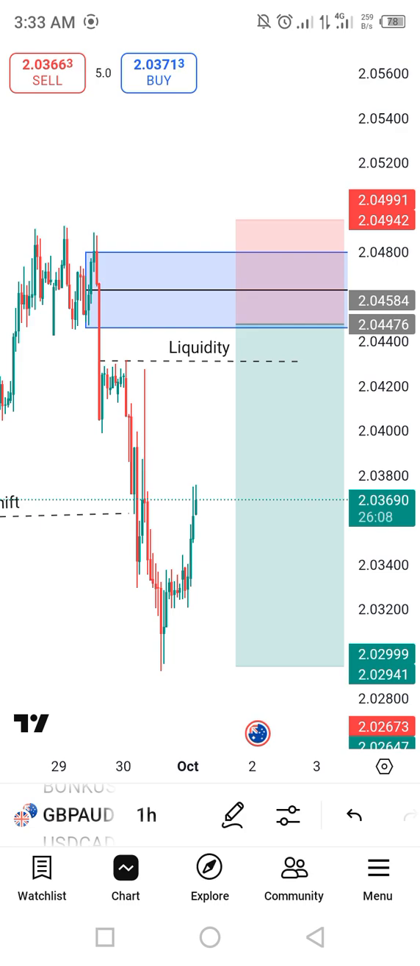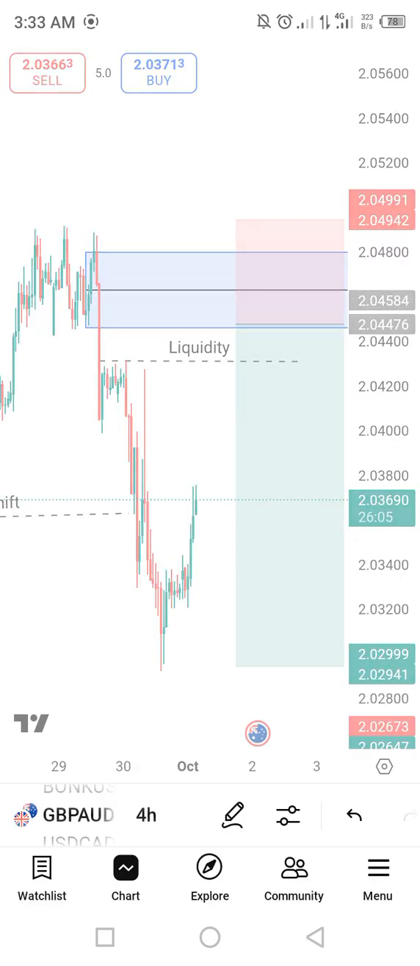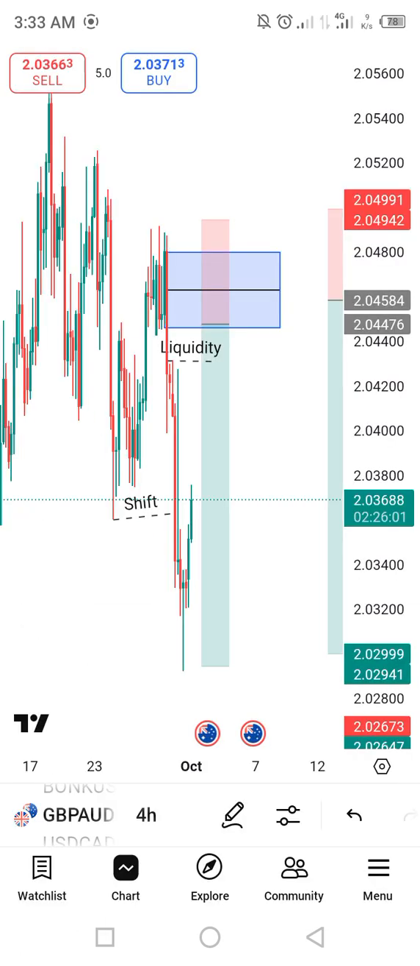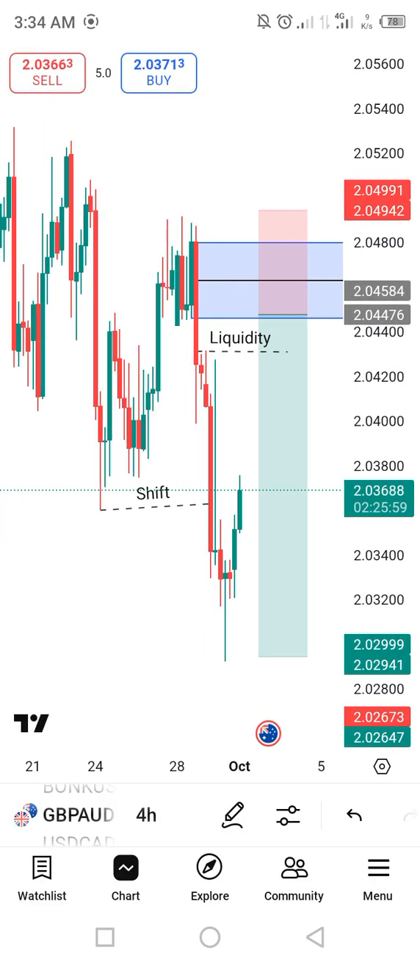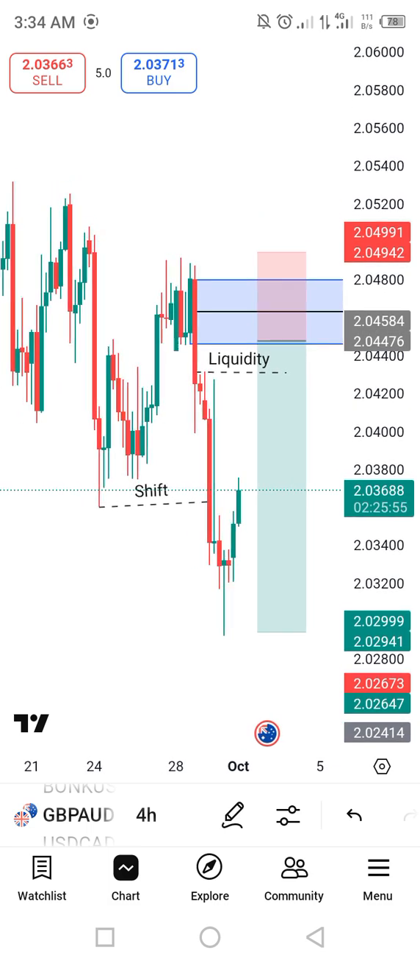As I always said before, make sure there's an obvious liquidity on the market, and make sure you analyze from the higher time frame. You can see I'm coming down from the higher time frame. There's a shift in market structure, there's an obvious liquidity there, and there's a valid order block that is unmitigated. Not an order block that is mitigated; just make sure that the order block is unmitigated. Nothing has tapped on it.